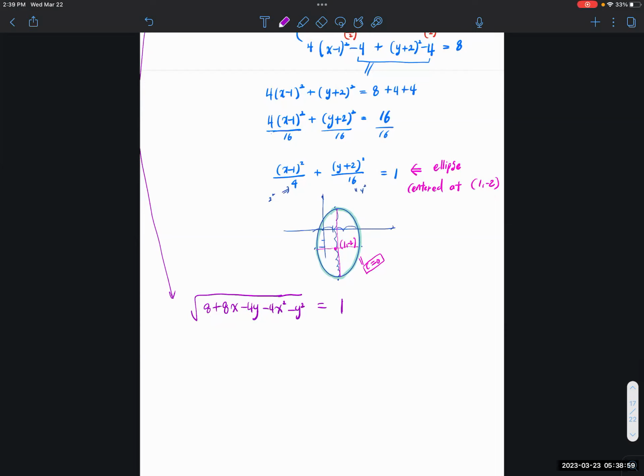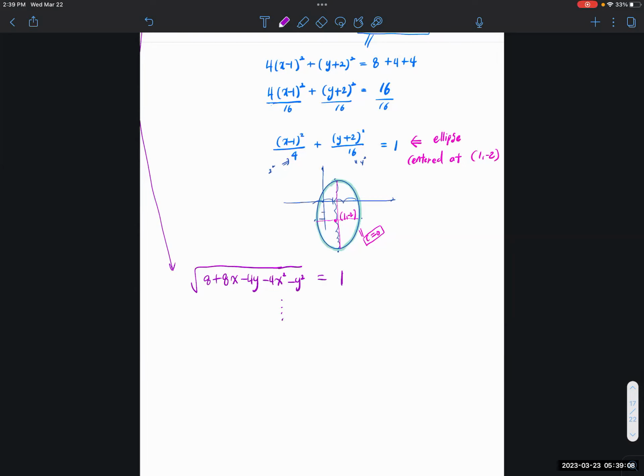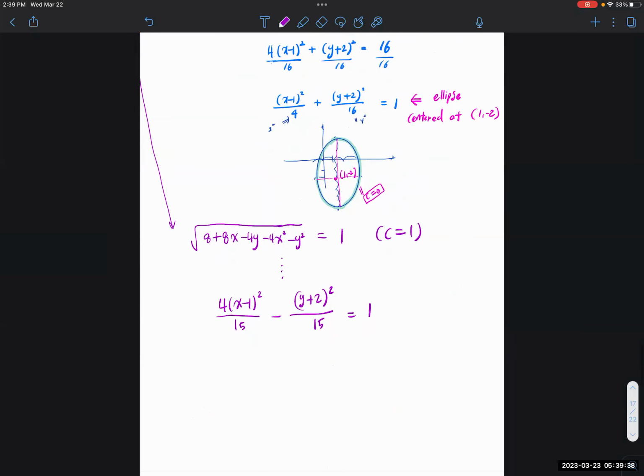If you calculate this, the function is going to be something like this: (x minus 1) squared over 16, plus (y plus 2) squared over 16, equal to 1. But here you actually have a different number, 15, 15. So it's going to be 15 and 15, equal to 1. You can keep on going when c equals 2, c equals 3. You will find out a very interesting fact.